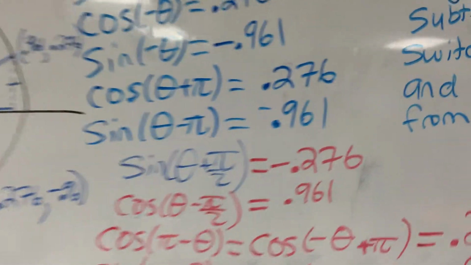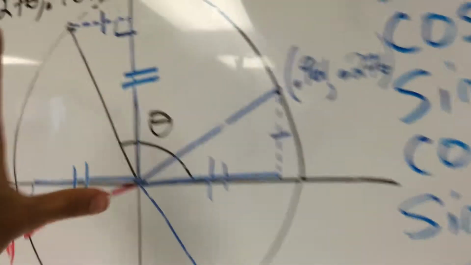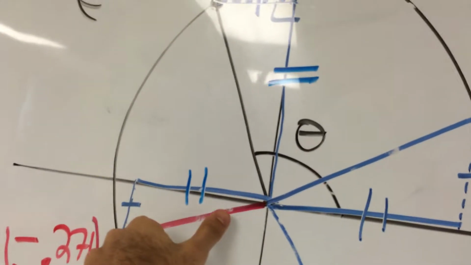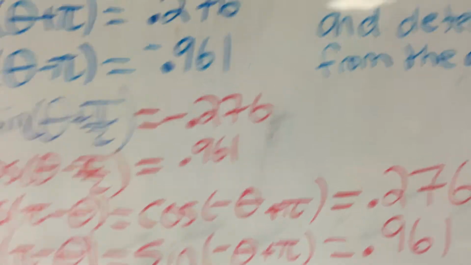Hence, they ask us for sine of theta plus pi over 2. Here's theta, add pi over 2 we get here. They want us to get the sine, which as we know is the y-coordinate, so it'll be negative 0.276.